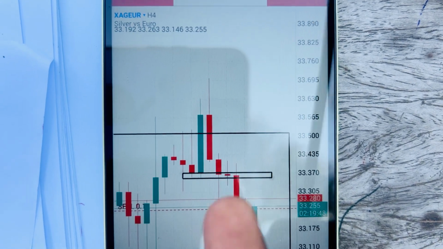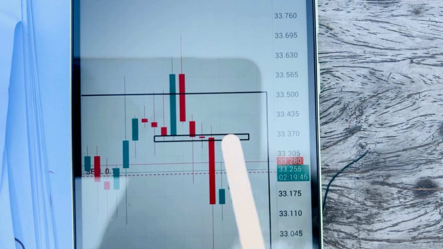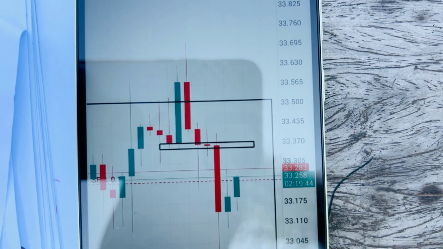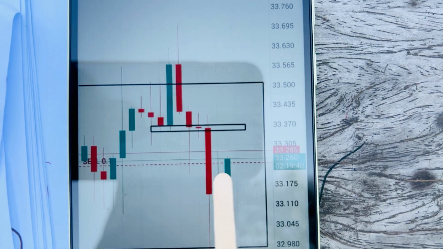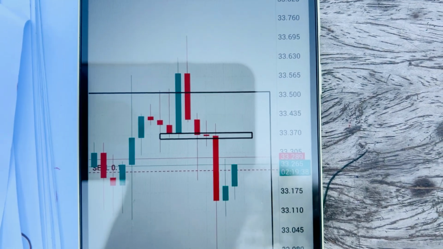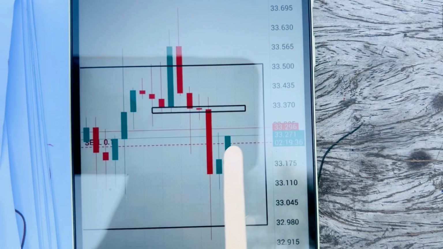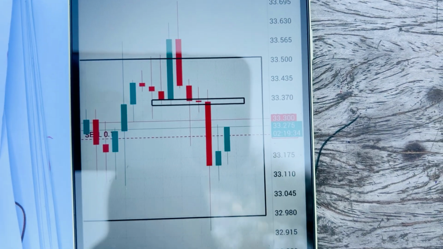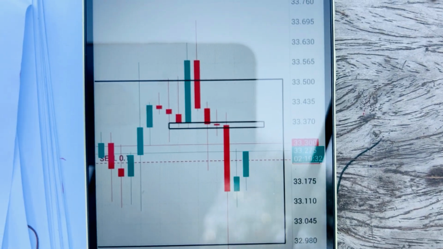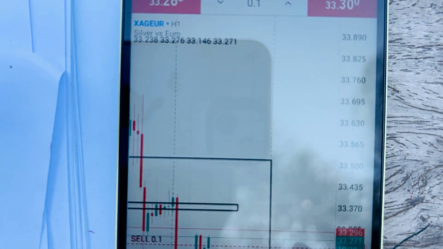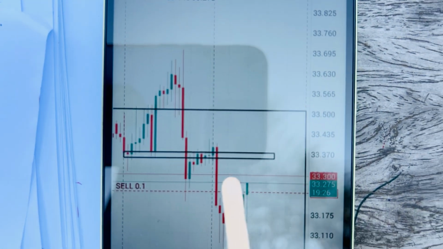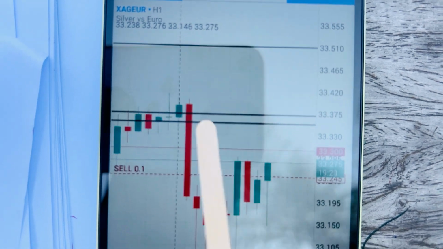And once we have a break like this, we're expecting it to reach here so that we can take a sell in this area. We're expecting the chart to reach this area to take a sell, but it doesn't mean that we have to sell before it gets here. So we can now go to H1 to look at where we are expecting this chart to reach. We are expecting the chart to reach here.